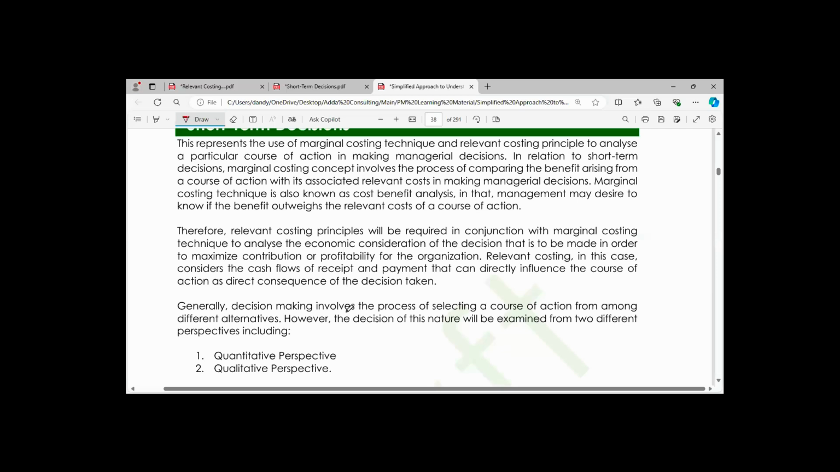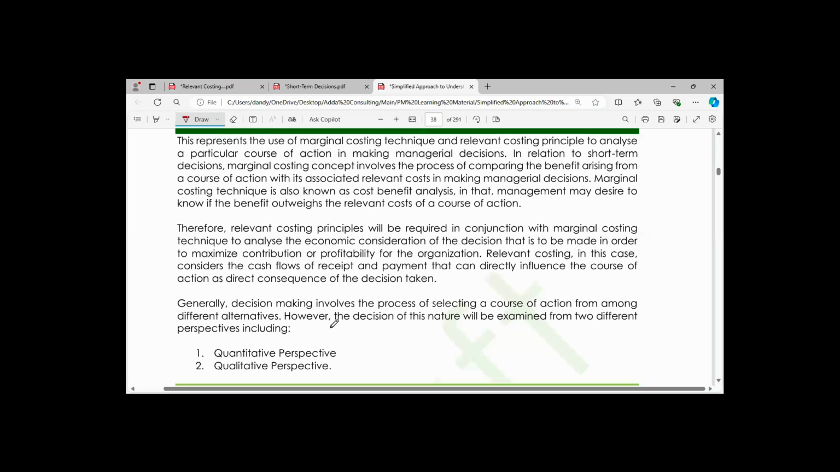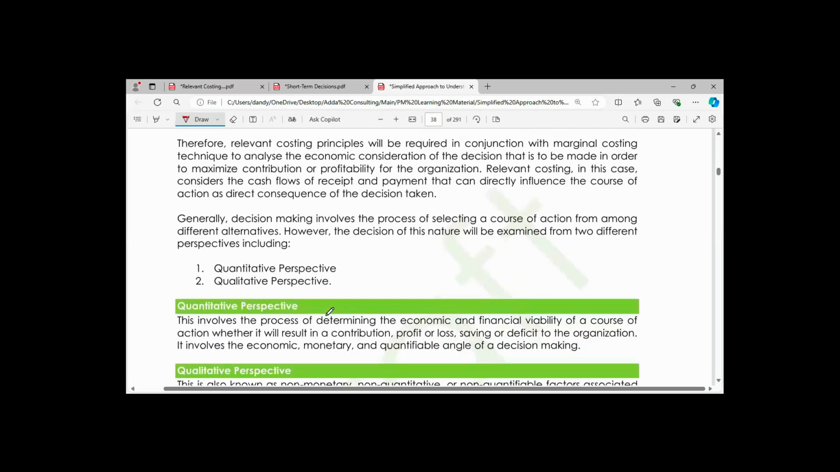However, under short-term decisions, every available alternative must be examined critically from two different perspectives, including one, qualitative perspective, and two, quantitative perspective. So we're going to take it one after the other.